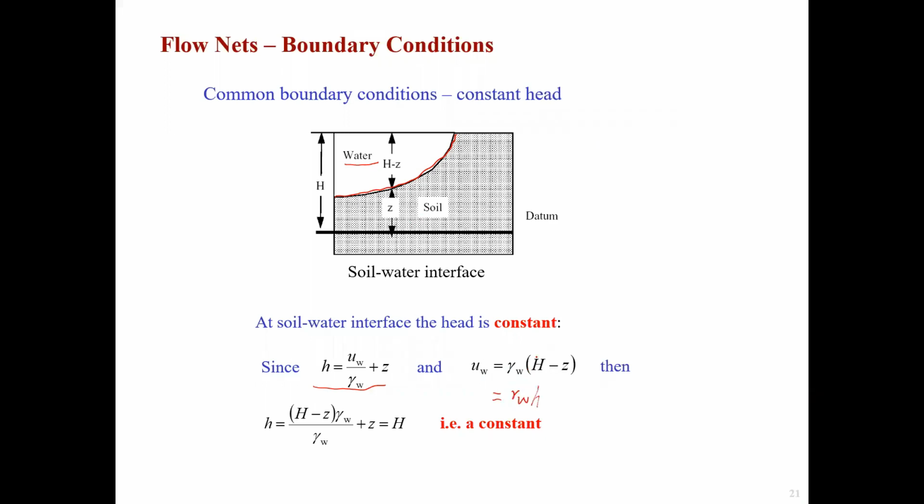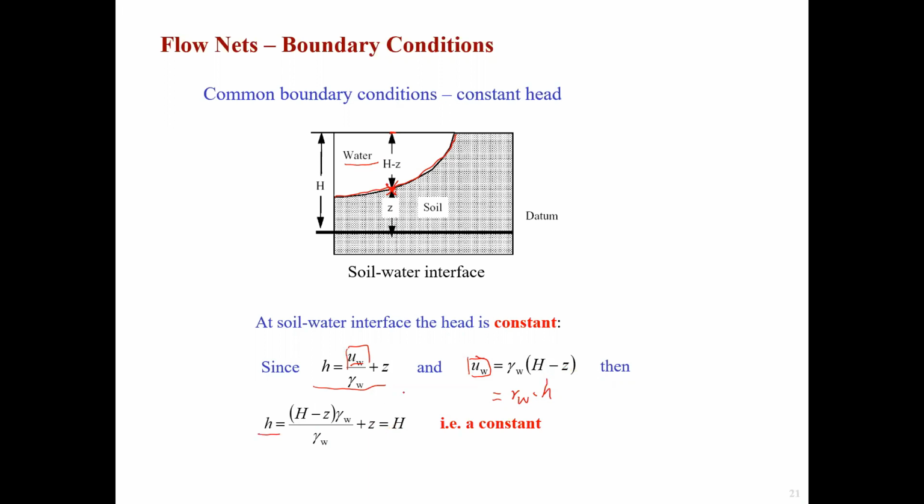And for this point, this total height formula is valid. At this point, the pore water pressure we just calculate as gamma w times h, and this h will be from the water surface to this position, so that's H minus z. If we substitute this uw into this formula, then eventually we get this relationship: the small h equals capital H.